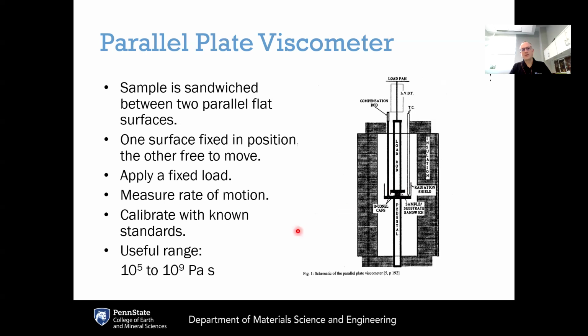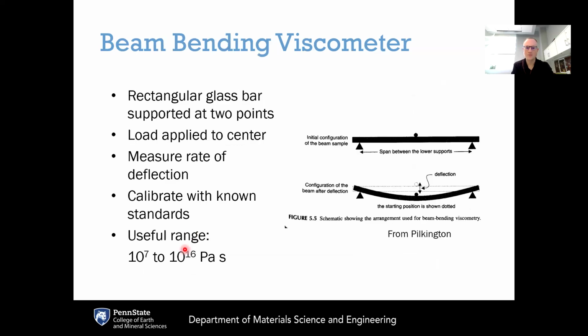The useful range for the parallel plate method is anywhere between 10^5 and 10^9 Pascal seconds. Oftentimes, parallel plate equipment is optimized to give measurements of the softening point, so 10^6.6 Pascal seconds. And this would provide the most accurate and the most precise measurement of the softening point.